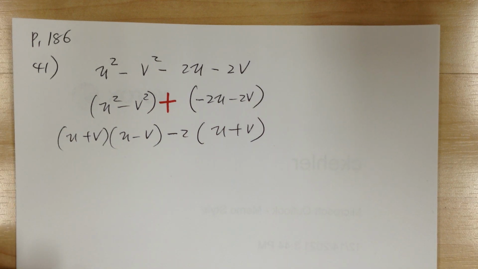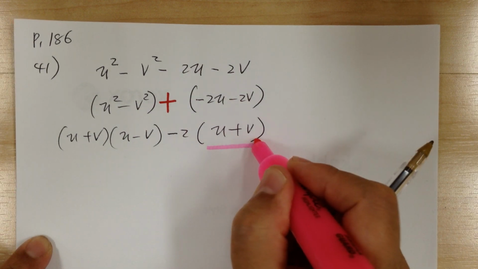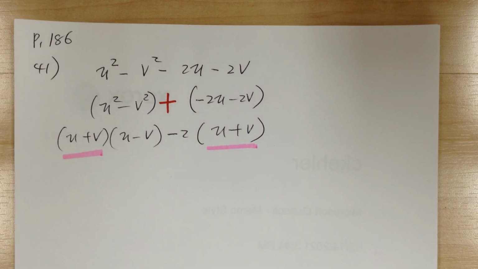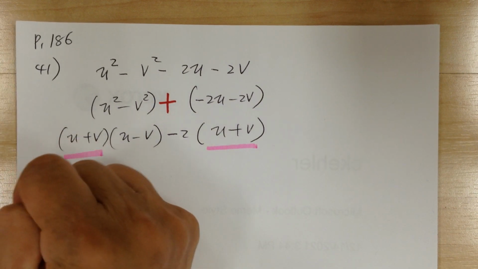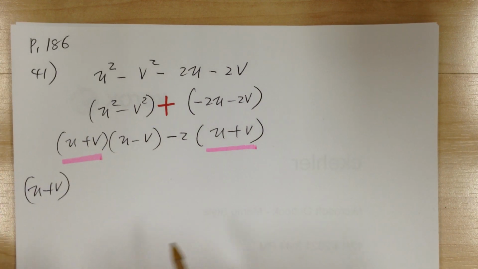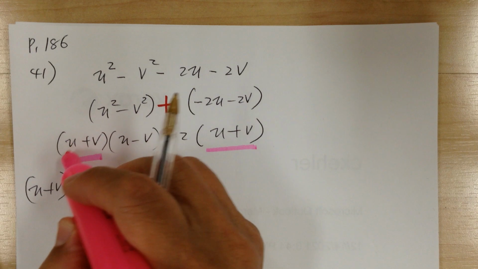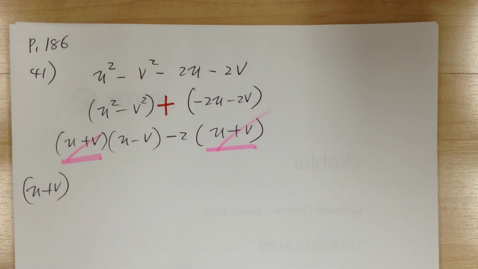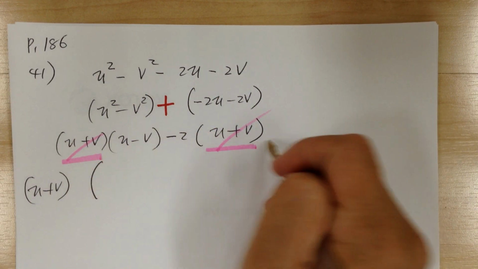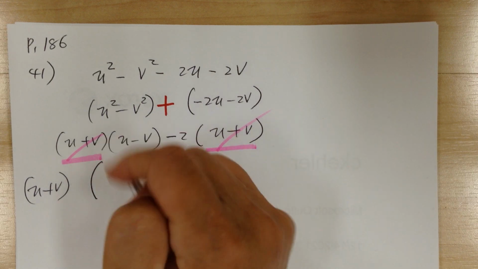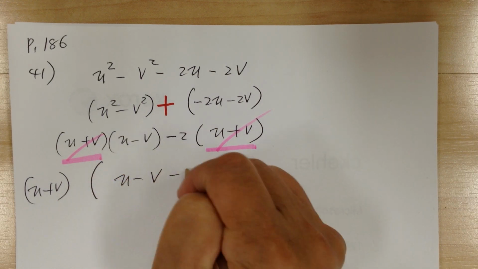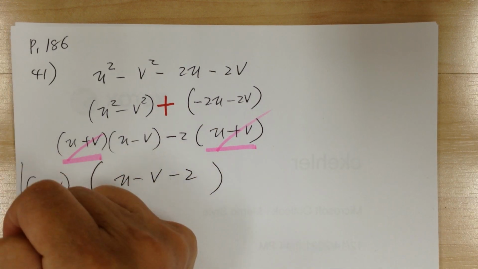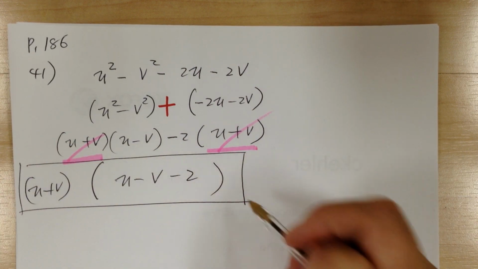So if you notice that you have u plus v, you got u plus v, right? So you can go and factor it out. So u plus v, you factor it out. Once you factor it out, then it's gone. And the next part would be whatever is left over. So you're going to get u minus v minus 2. And that is your answer right over here.